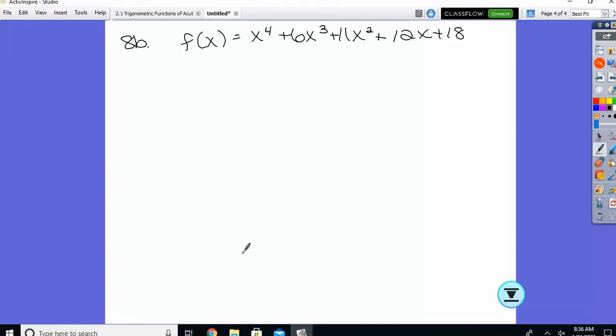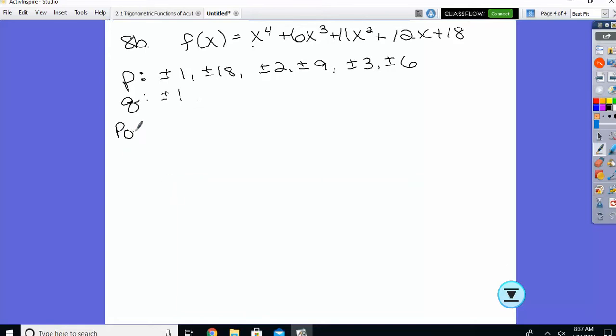What do I expect you to do here? P's and Q's. So the P's come from where? Constant. Everything that goes into 18, and you have to put a plus and minus on each of those. So we could do 1 and 18, 2 and 9, 3 and 6. The Q's come from the leading coefficient. So this is a 1x to the 4th, so it's just plus and minus 1.